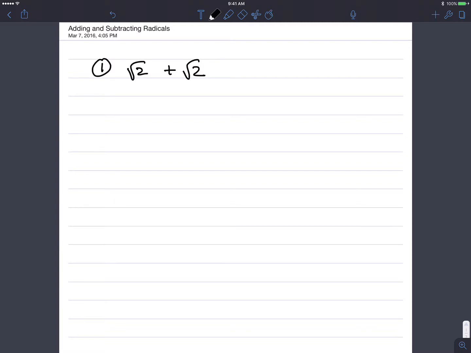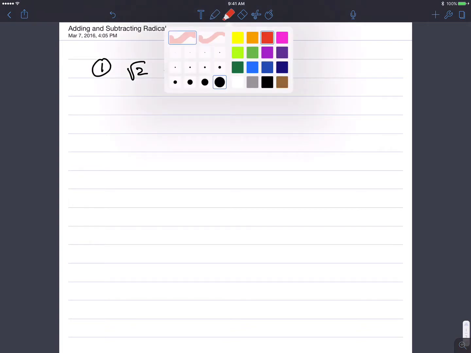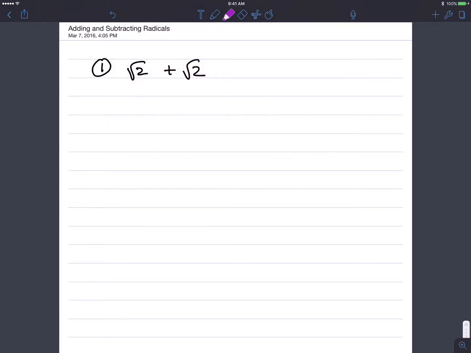Okay, we're going to combine like terms here. Notice that both of these radicals are already simplified. We're adding the square root of 2 plus another square root of 2. So we're going to combine our like terms, meaning if I had, for example, one apple and I add it with another apple, we discussed in class that that gave us actually two apples.